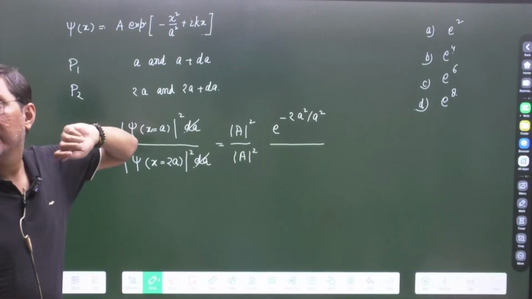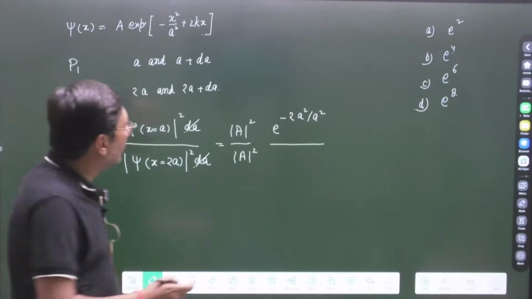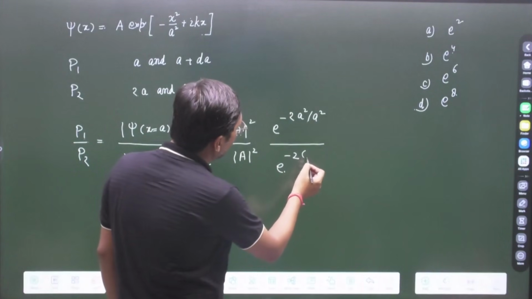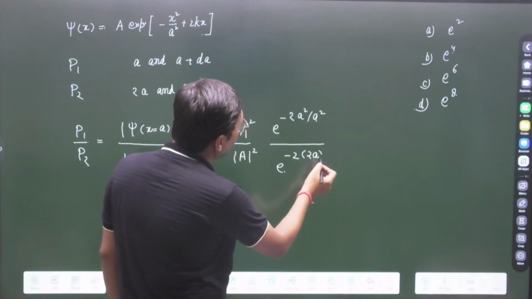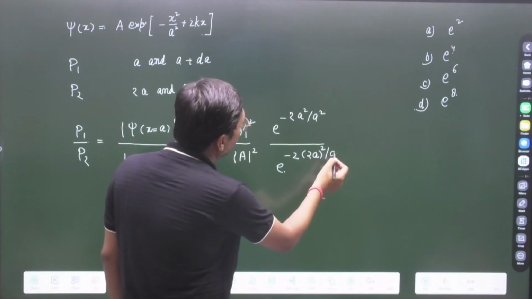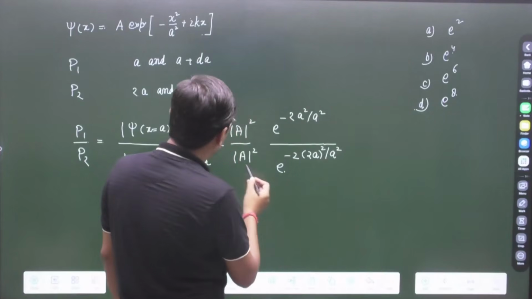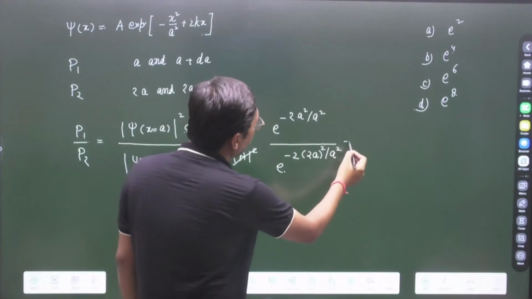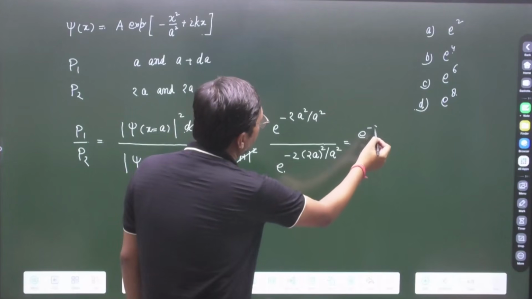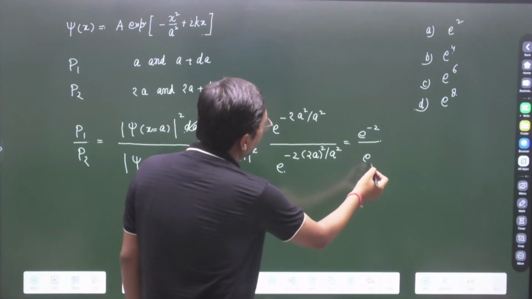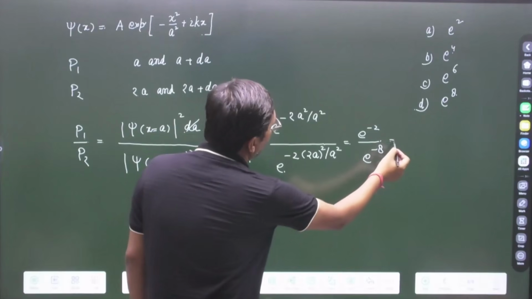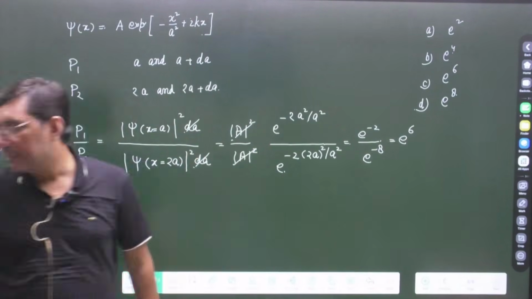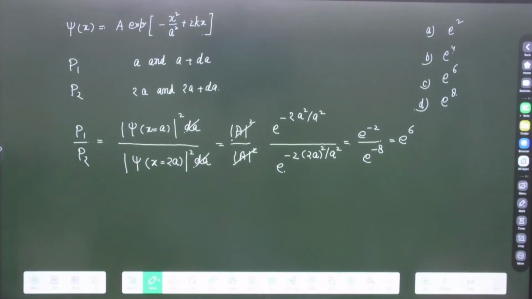But x कितना है? 2a. So what it will be? It will be e to the power minus 2. This will be 2a square upon a square. ठीक है, तो ये तो कैंसिल हुआ और ये भी कैंसिल. e to the power minus 2 here divided by e to the power minus 8. So answer will be e to the power 6. So this was a very good question, very simple, based on definition.